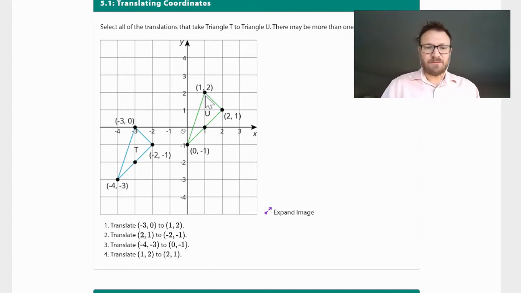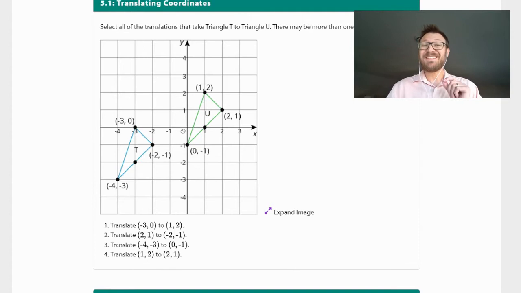And in this case, yes, right? If I were to take that blue triangle and move it directly to that green one, going up 2 over 4, then that point would be the same. So translate -3, 0 to 1, 2, correct. Translate 2, 1 to -2, -1. That means I'd go 1, 2, 3, 4 to the left and 2 down. Now, those are corresponding points. However, that's taking triangle U to triangle T, and that's not what we want to do. So that one actually doesn't work.